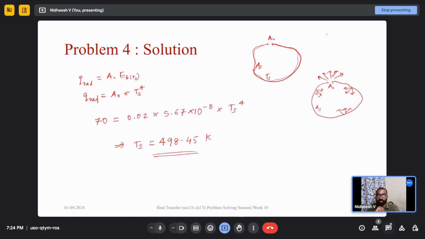Have you learned about view factors in lectures? View factors are represented by F11, F12. Is this part already taught?